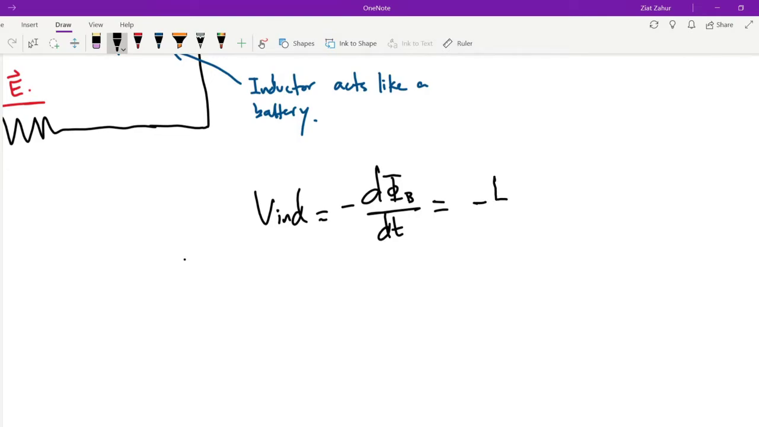L is a constant, right? So L is not going to change. So if the flux is changing, the only thing that can change is the current. So di dt. Okay, so this is basically Faraday's law, but we're applying it to our inductor now.